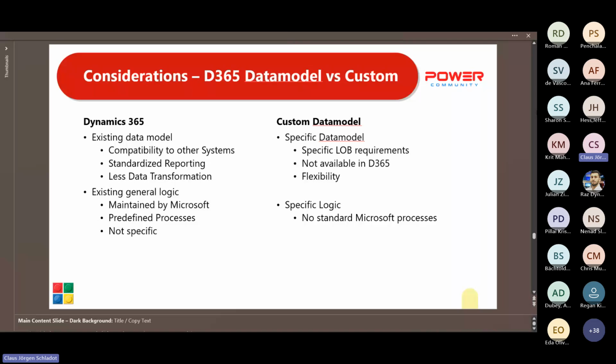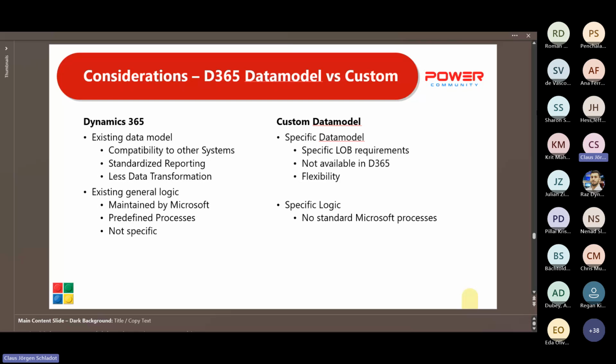There's some existing general logic on specific tables. For example, you can use goal logic in sales, or you have these mappings already available that I mentioned from lead to opportunity or contact to account if you use it. These are predefined processes, but on the other hand, they are not specific to the specific company processes, line of business processes, and often these processes cannot be customized very easily.